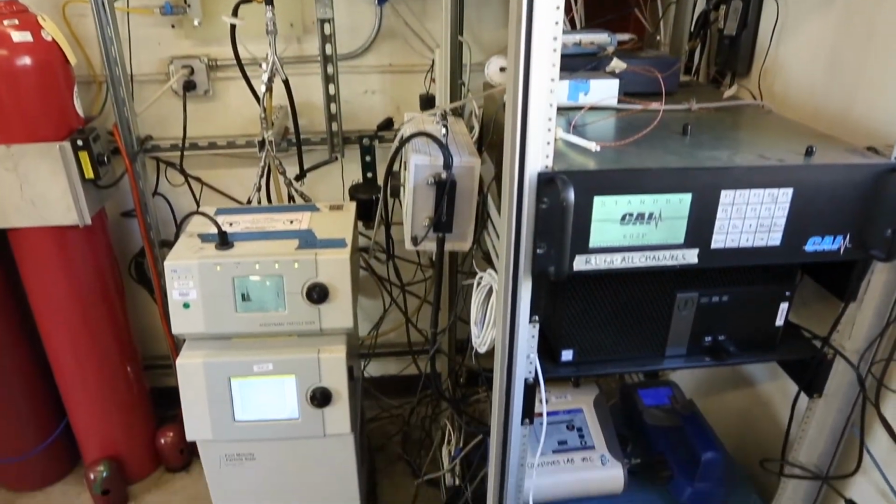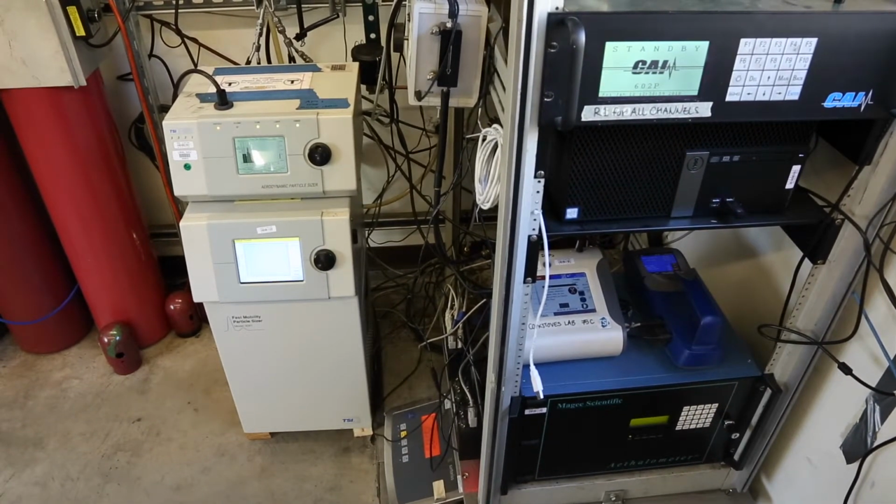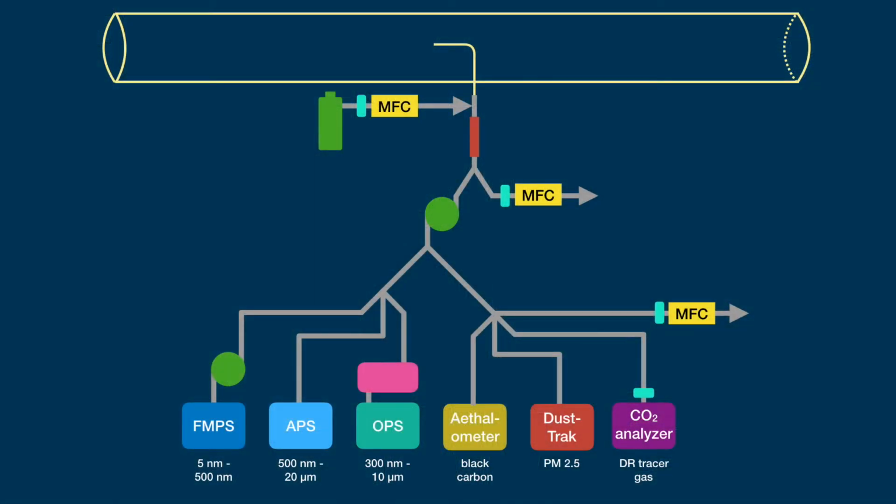In total, we have 7 instruments sampling from the diluted emission stream. Each of these instruments measures a different property of the aerosol stream. In some, we are able to measure size-resolved particle concentrations in the diluted emission stream in size bins ranging from 5 to 20 microns in diameter. In addition, we measure the black carbon content of the emissions and approximate the real-time PM2.5 mass concentration.